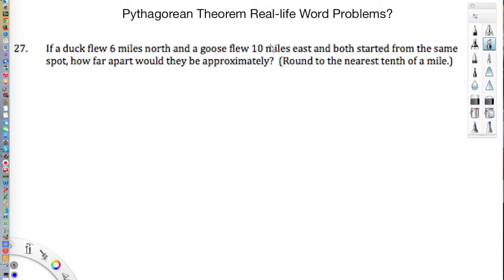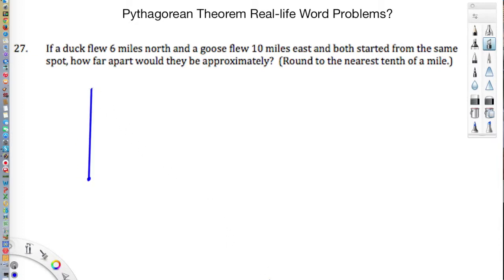Number 27, it says if a duck flew 6 miles north and a goose flew 10 miles east, both started from the same spot, how far apart would they be approximately? Round to the nearest tenth. Okay, so we're going to start out with a common point right there. And then it says that the duck flew 6 miles north.